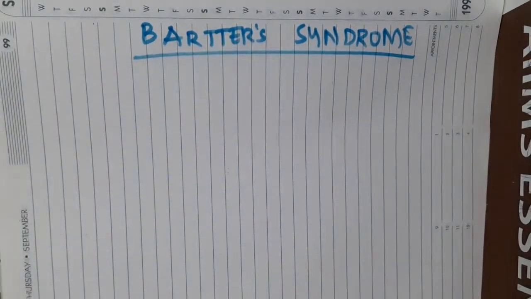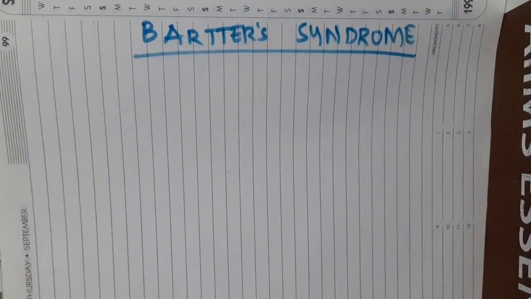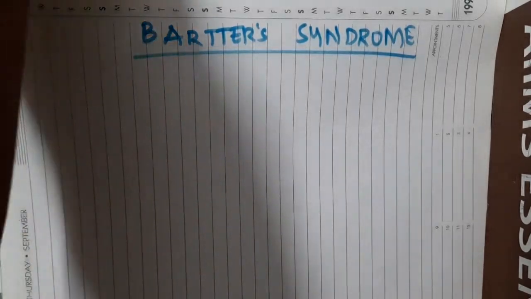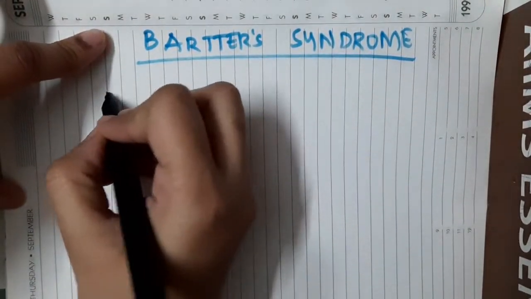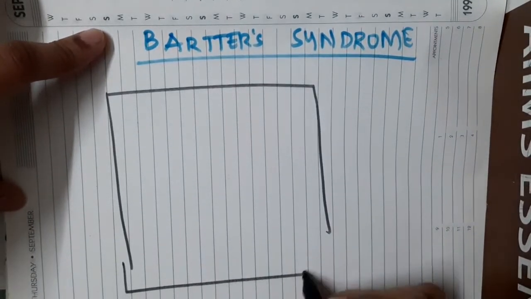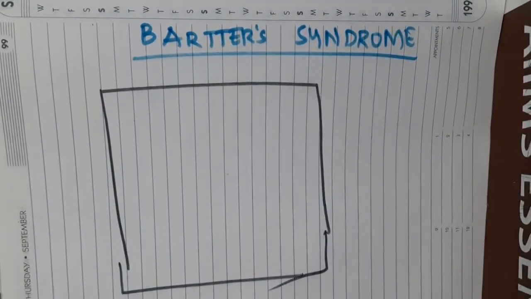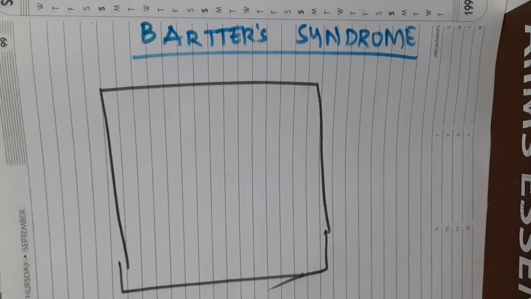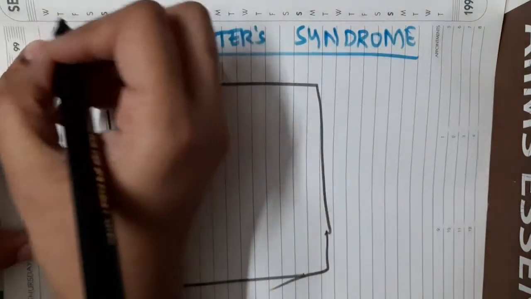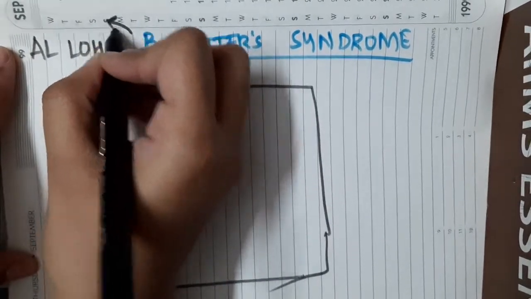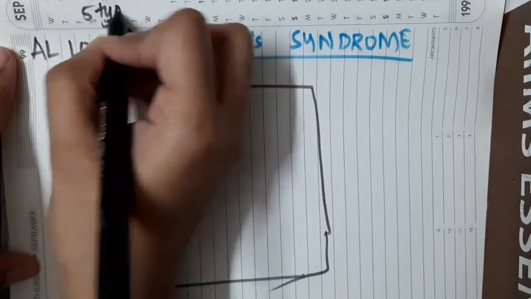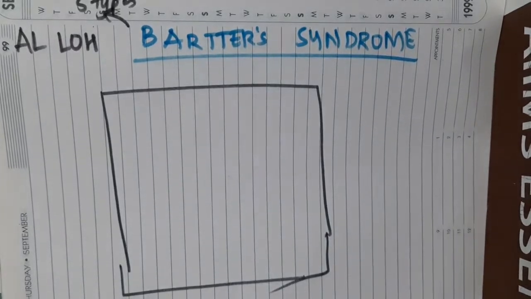Bartter syndrome is an ion transporter defect. This occurs mainly in the ascending limb of the loop of Henle. Whenever there is a defect in a transporter in the ascending limb of the loop of Henle, it causes Bartter syndrome. This is of 5 types.